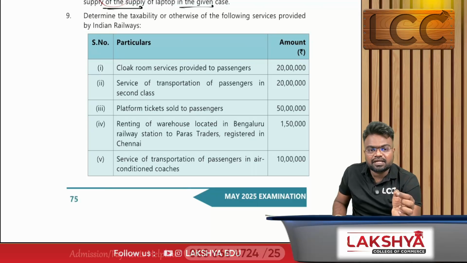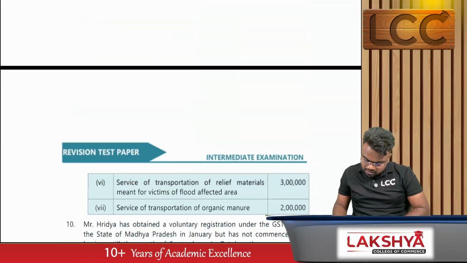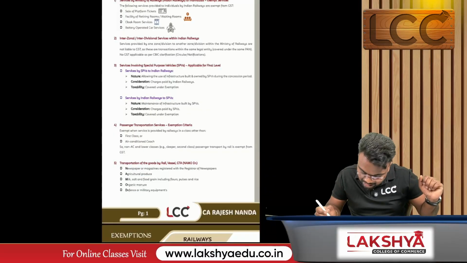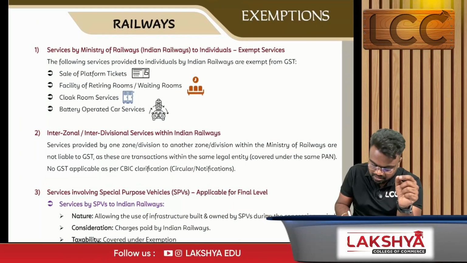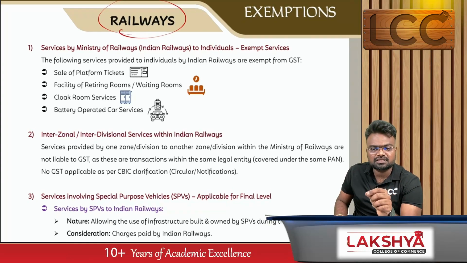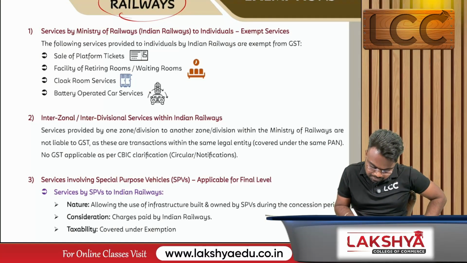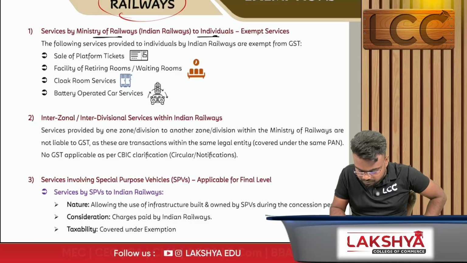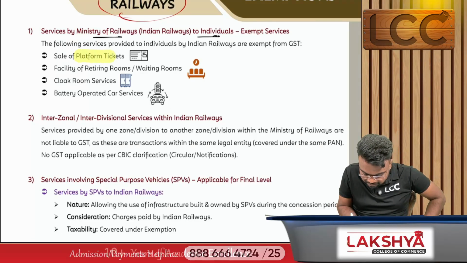Determine the taxability or otherwise of the following services provided by Indian Railways. Before discussing all the 7 points here, I prepared a summary with respect to the exemptions only for the railways. Let's quickly go through all these exemptions related to railways, then we'll answer question number 9. What is the first one? Services provided by railways to individuals. What are the services that are exempted? Number 1, sale of platform tickets are exempted.